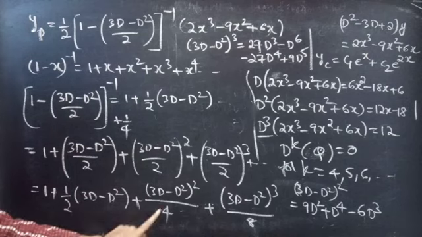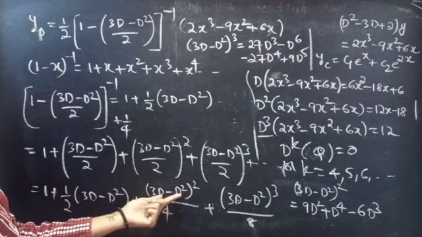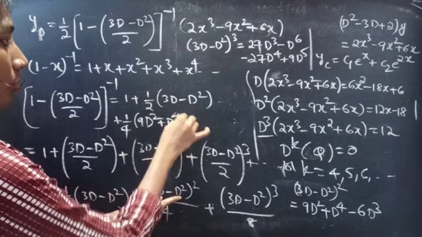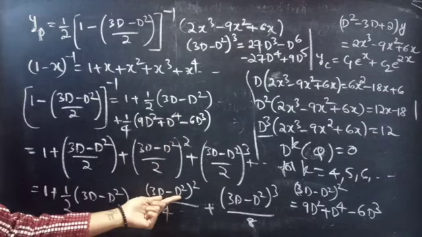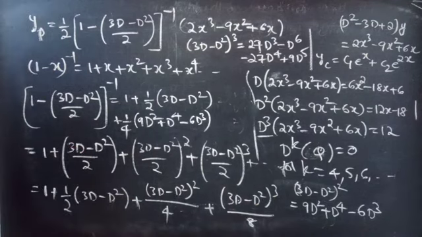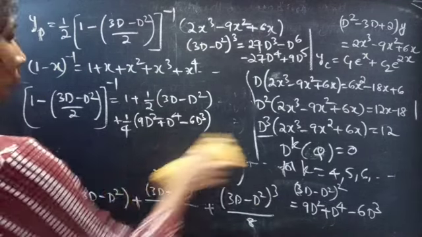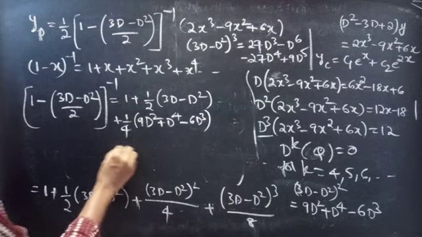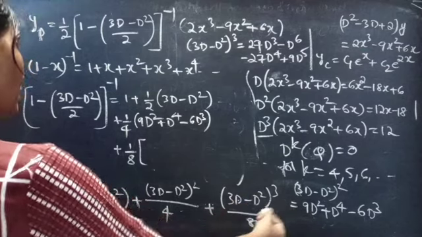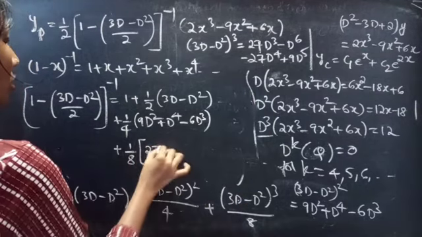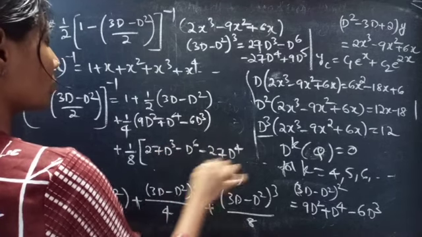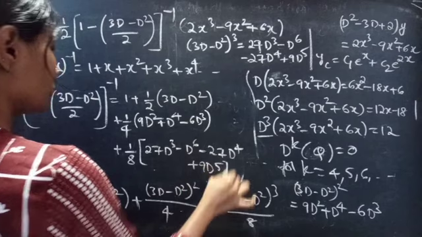Then you'll get 1 by 4 into (3d minus d square) whole square. Expansion is 9d square plus d power 4 minus 6d cube. Okay, plus 1 by 8 into expansion of (3d minus d square) whole cube, which is 27d cube minus d power 6 minus 27d power 4 plus 9d power 5. Right?